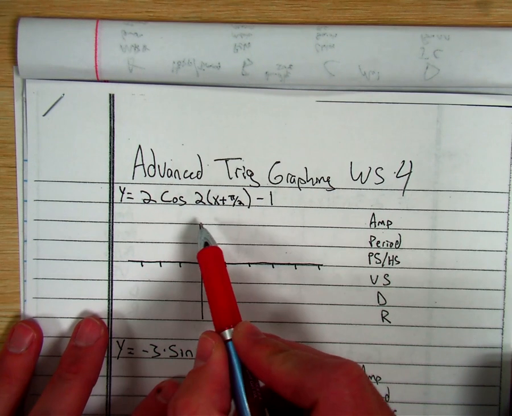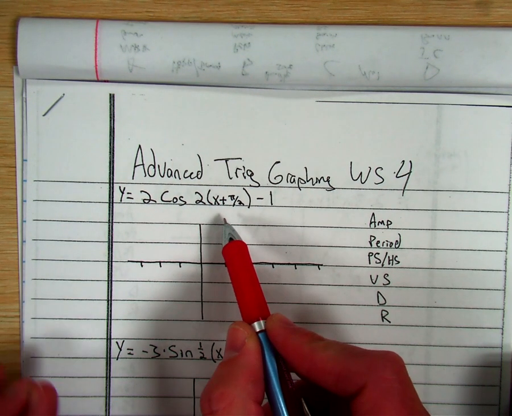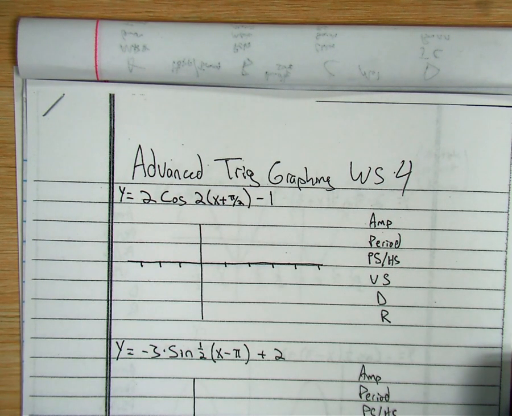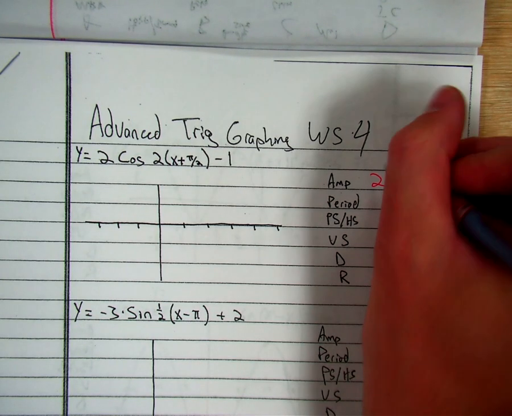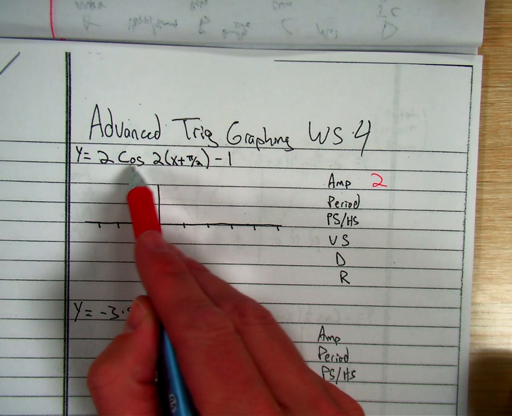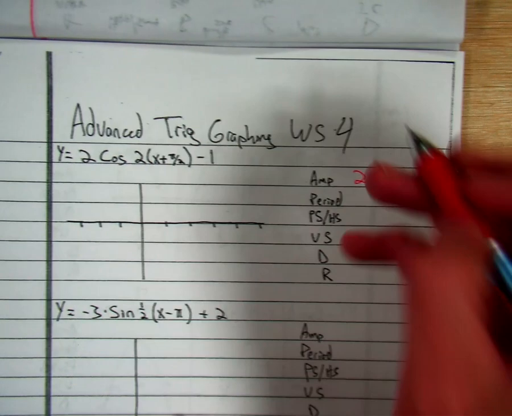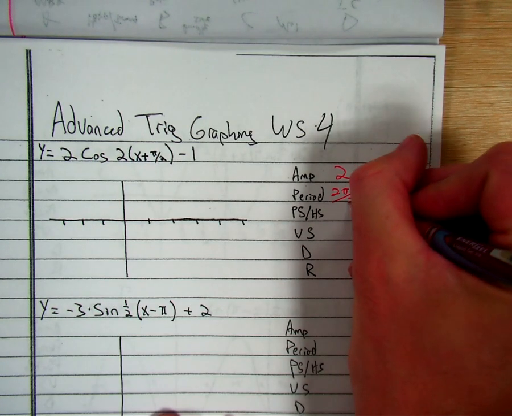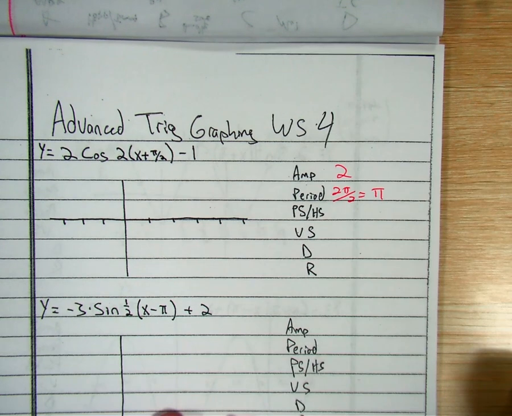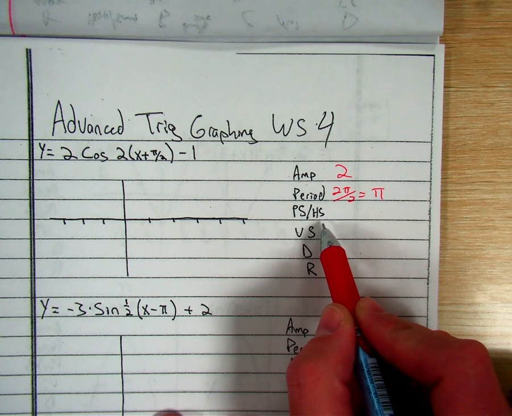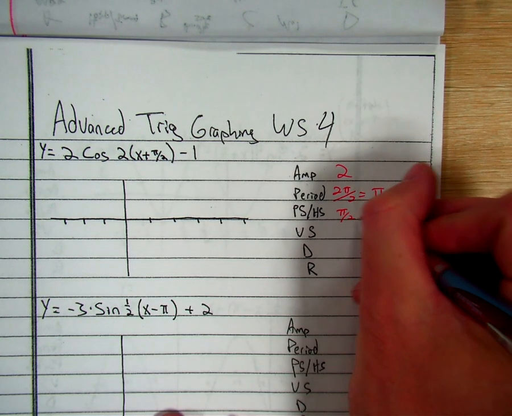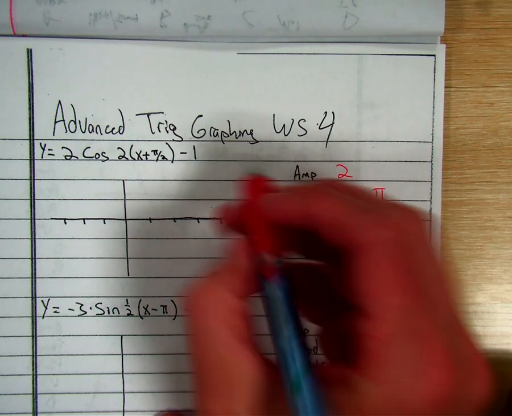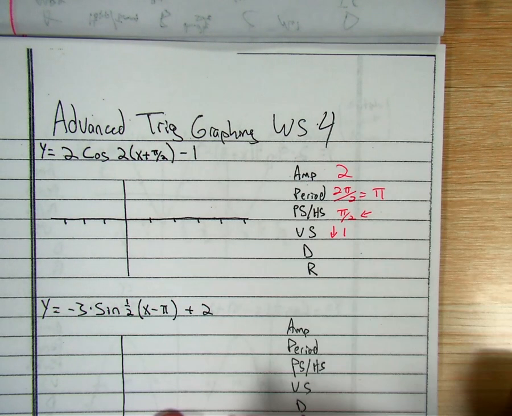So we have 2 cosine, 2 parentheses, x plus pi over 2, minus 1. Our amplitude is 2. Period. Normal period for cosine is 2 pi. But we have a 2 times multiplier, so we're going to divide by 2, and the period will be pi. Then we have phase shift, horizontal shift. We are pi over 2 to the left. And vertical shift, we're at minus 1, down 1.